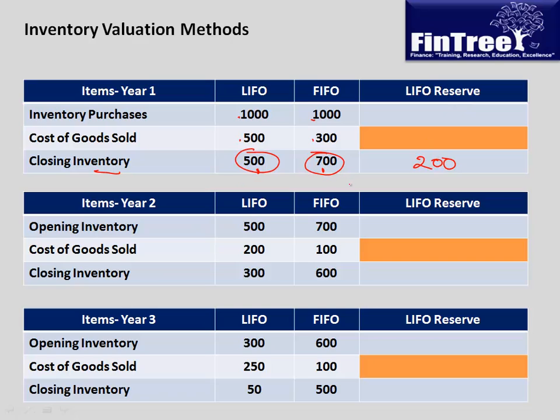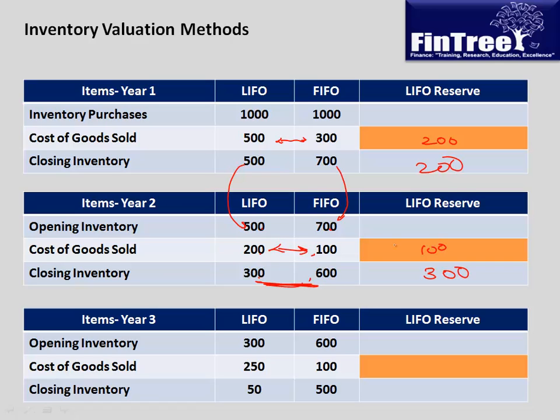Okay. Now, if you can see, the difference in the two COGS at this stage is also 200. LIFO COGS is higher than FIFO COGS, and that is the reason why the closing inventory values are different. Now let's move on to next year. Closing of this year is going to be the opening for the subsequent year. So 500 minus 200, 300; 700 minus 100 is 600. The difference of these two is now 300. And what you would appreciate is the difference in the two COGS in this year is 100.